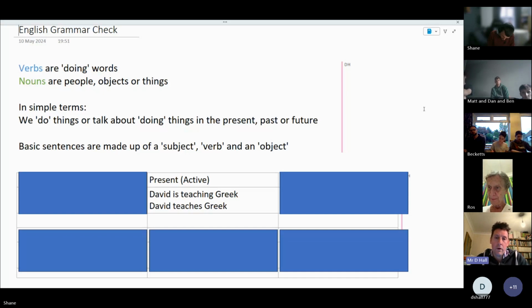Now, I'll come on to why it's active. At the moment, we're only going to think about this idea of being active, which just means that the subject of the sentence is doing the action of the verb. So I'm doing the teaching. Okay, so we have a present active verb.